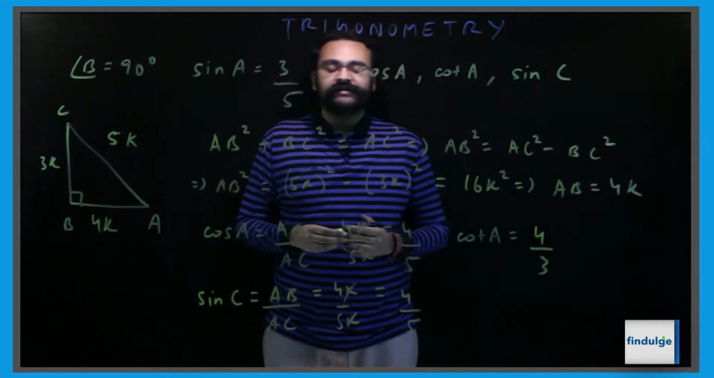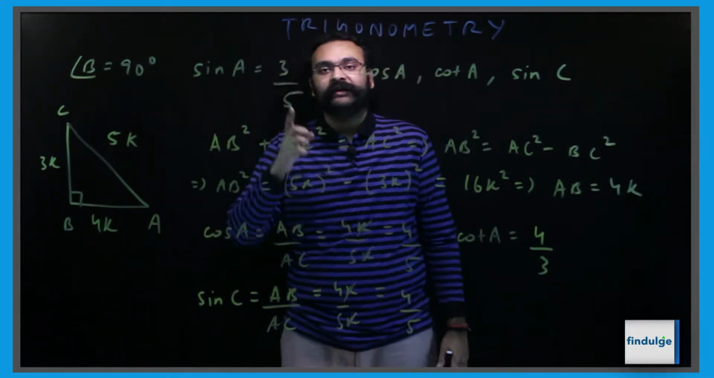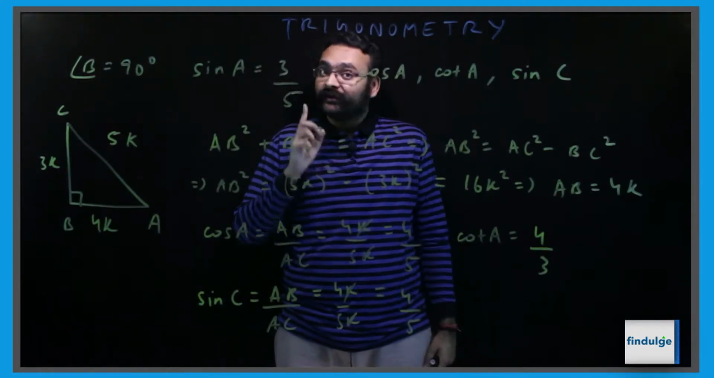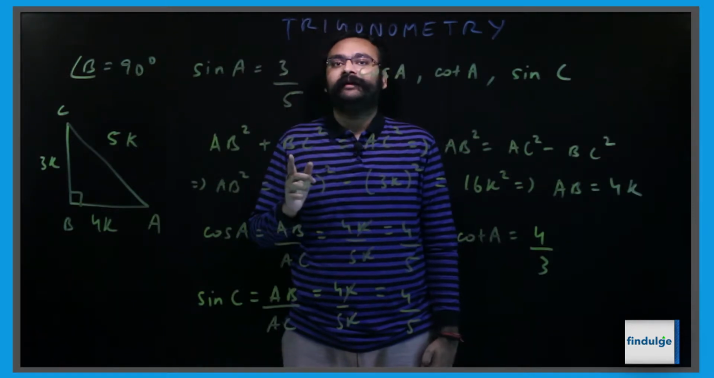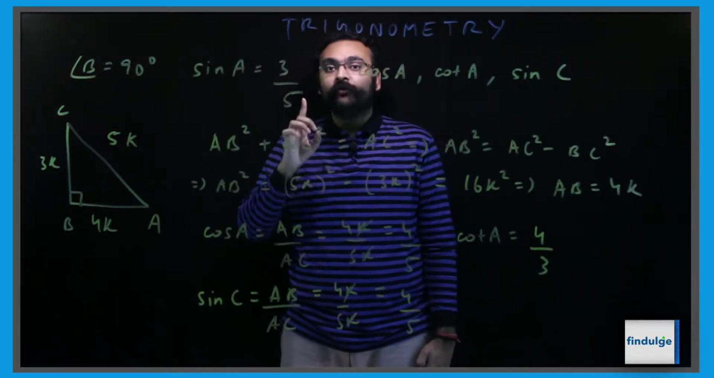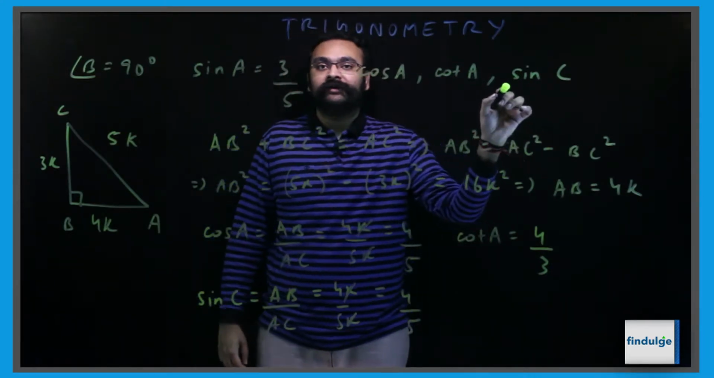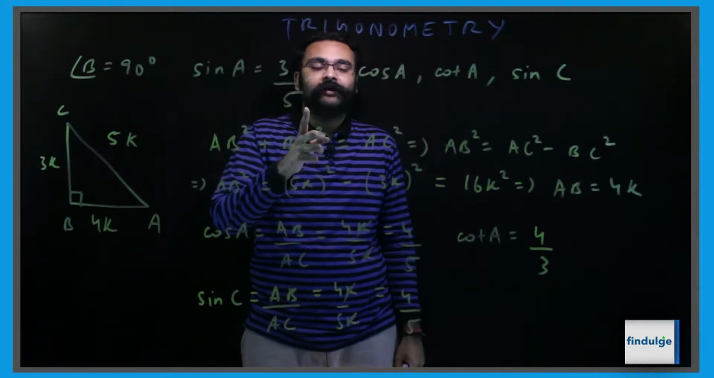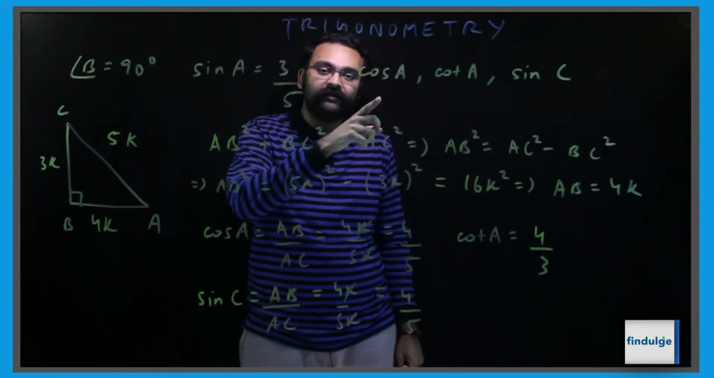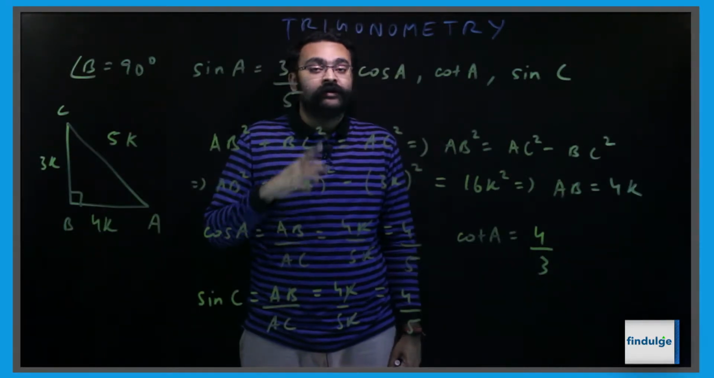Now you may notice that cos A and sin C are equal to each other. This is actually a very important property that we will look at a little bit later in the chapter. But for now, what you need to remember is when I am asked about a trigonometric function, I must know what angle I am talking about, and for that angle, what is perpendicular and what is base.